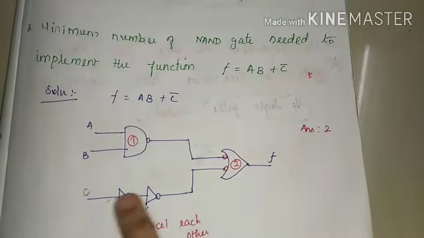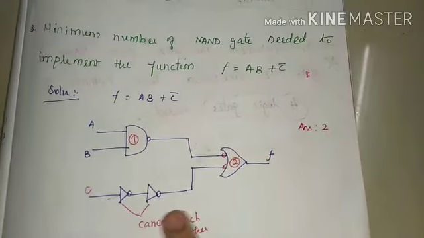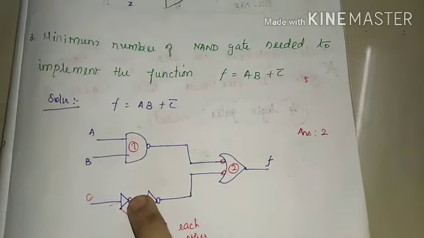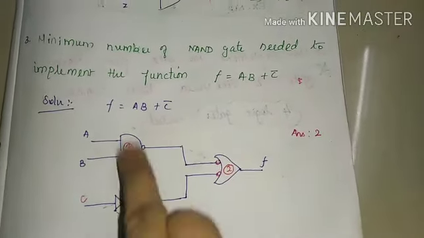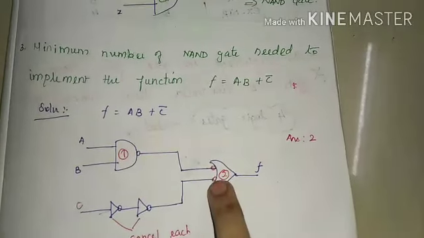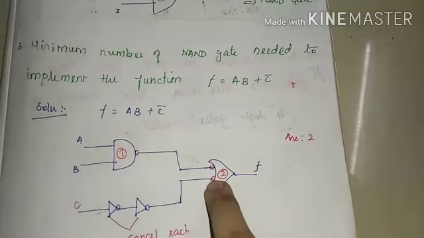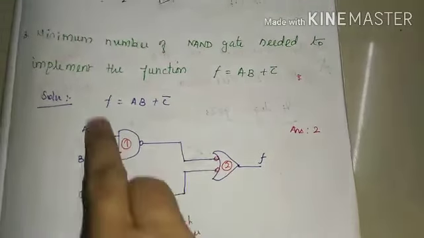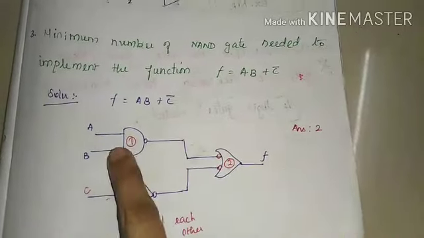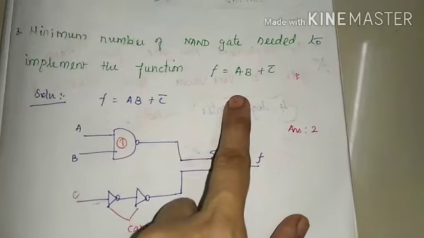See, these two NOT gates cancel each other. The C will become C bar over here and the C bar will become C over here. Again the C will become C bar while entering into this OR gate because of this bubble. Right? So these are all about this problem. There were two NAND gates for the given function AB plus C bar.